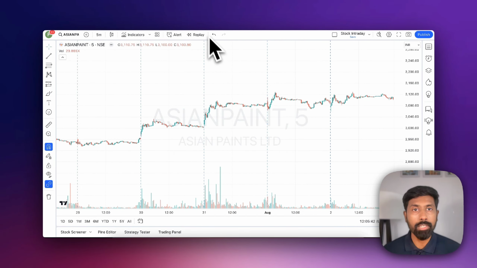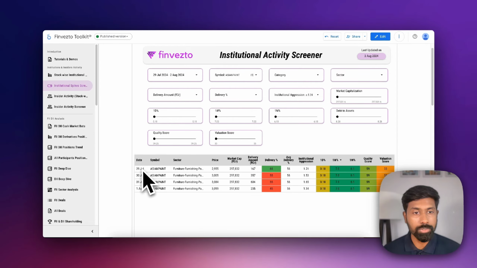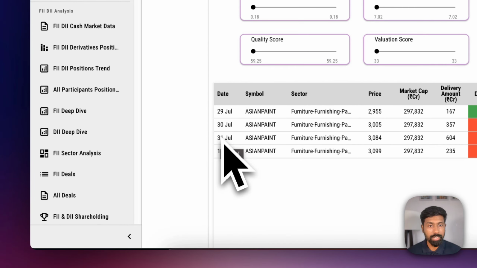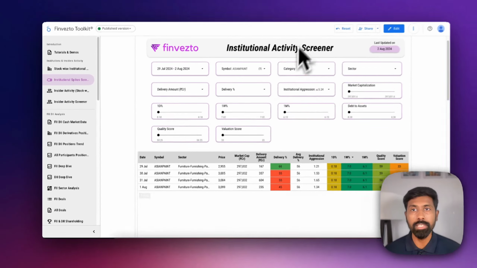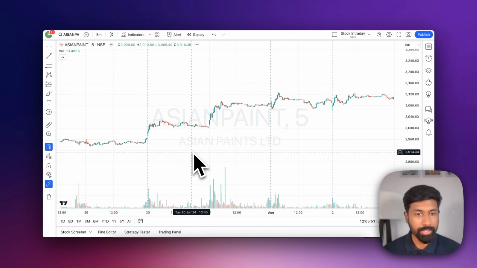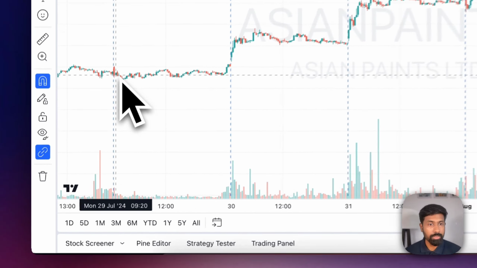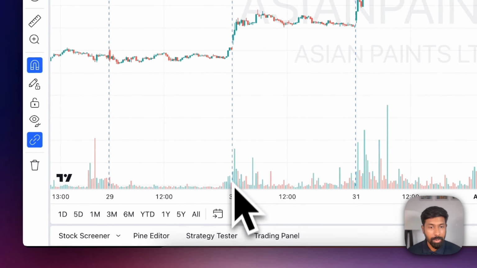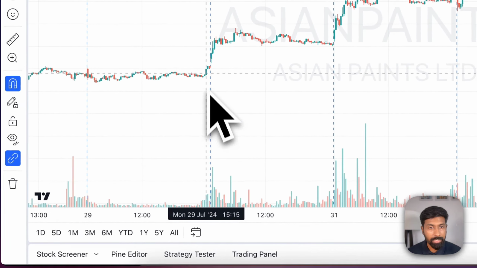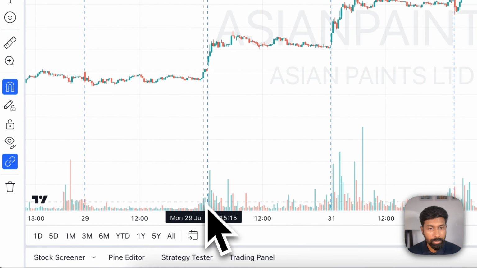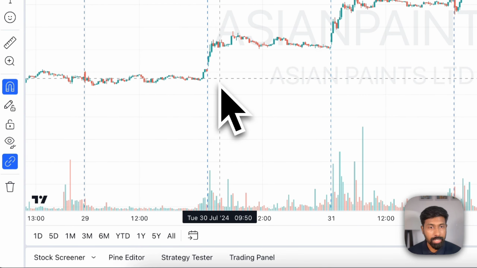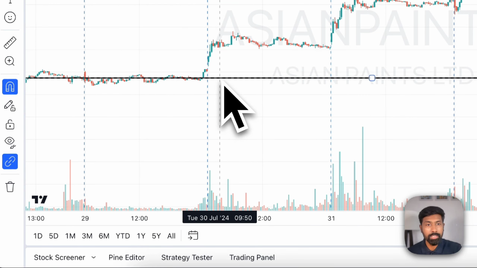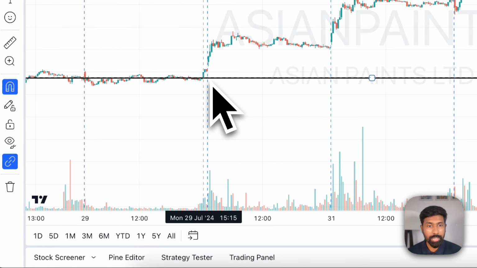We now know that Asian Paints has witnessed institutional activity on 29, 30, 31 and 1. I want to see in the chart where institutions have entered. So 29 July, throughout the day, there has not been any significant buying activity. But towards the end of the day, they have actually bought aggressively. You can see these volumes here. They have bought aggressively. Let me mark this particular level. This was their first entry on 29 July.